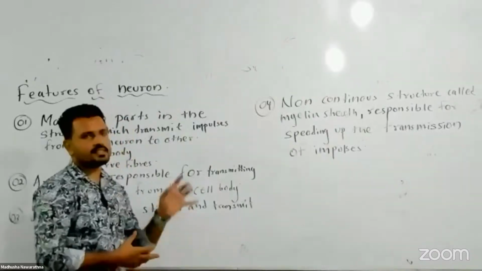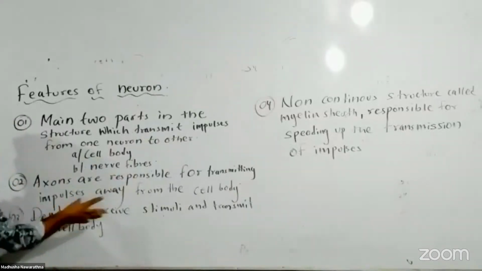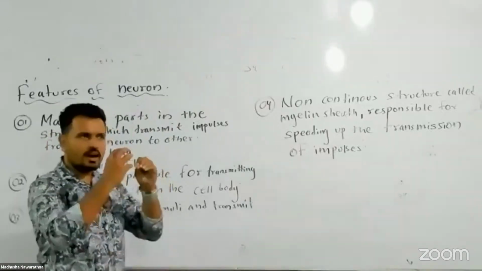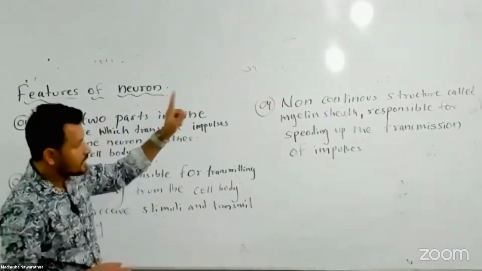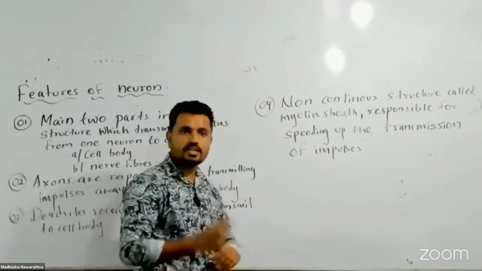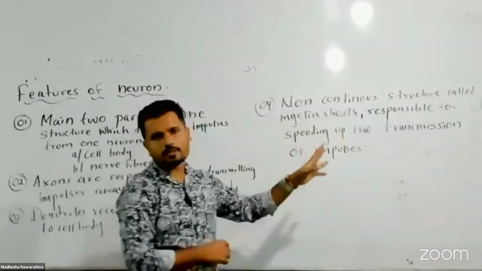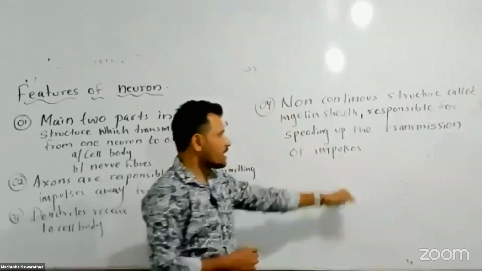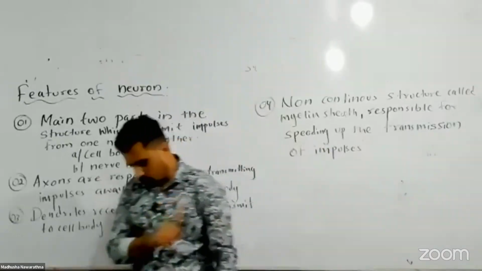Yes, why these axons are next to the cell body, you know, right? Then dendrites receive stimuli and transmit to the cell body. Then non-continuous, broken-looking structures called myelin sheath are responsible for the speeding up of the transmission of impulses. So hurry up and copy this.